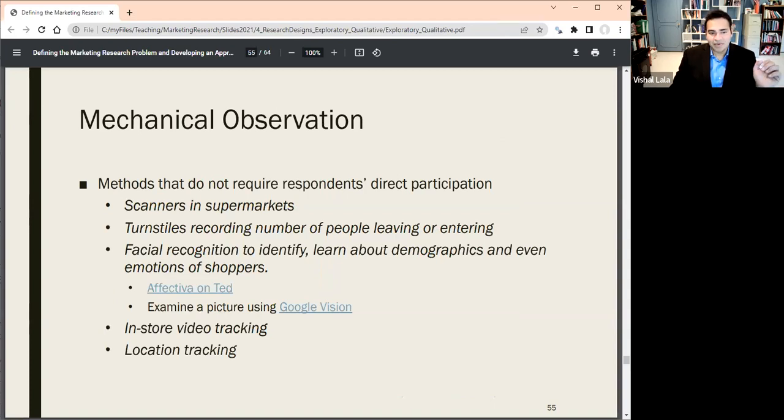There are, of course, many other examples. The oldest example, I guess, would be the scanners in supermarkets. Every time you go shopping, somebody barcode scans the items you buy, and that data goes into a large database, which allows the supermarket to know all about what you've been shopping for in the store. Turnstiles counting people going through.